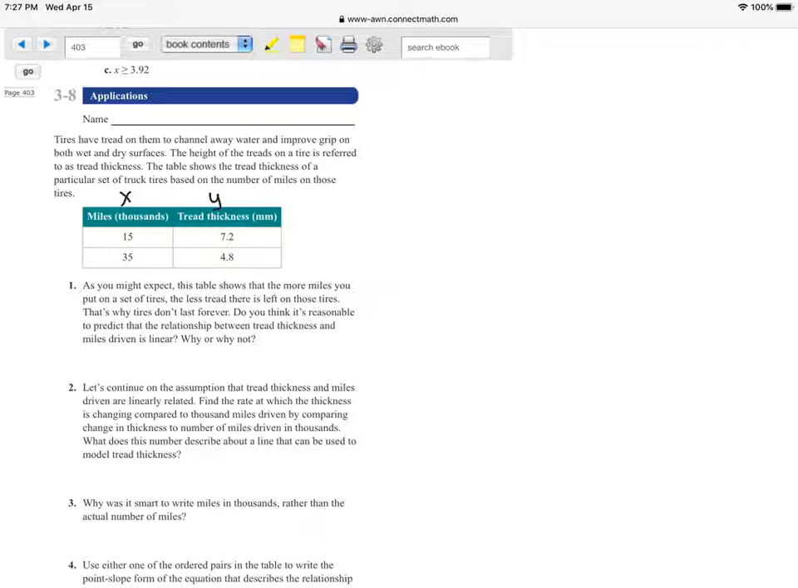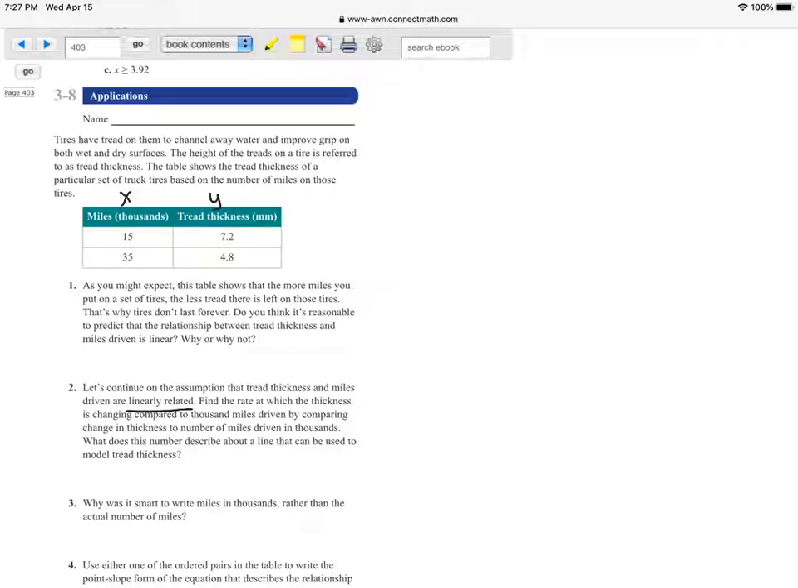Do you think it's reasonable to predict that the relationship between tread thickness and miles driven is linear? Why or why not? Well, to be honest, I would like to see more than 2 points to make that assumption. I mean, between any 2 points, there's one line, right? So I'm not really sure this is a great question in this particular unit. So it says, let's continue on the assumption that tread thickness and miles driven are linearly related.